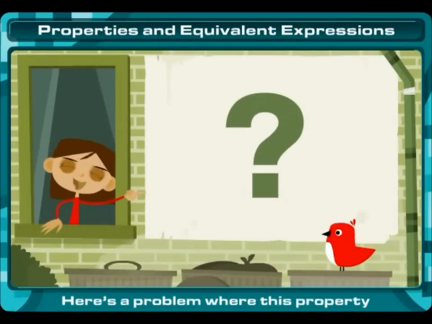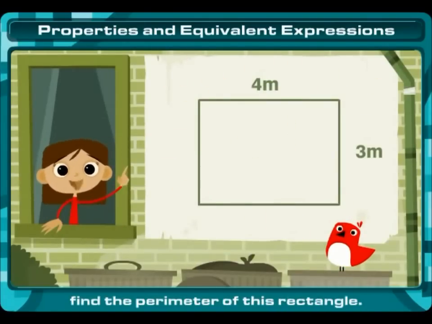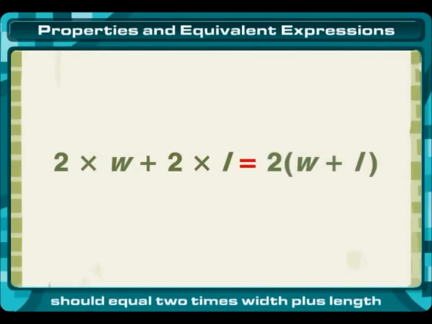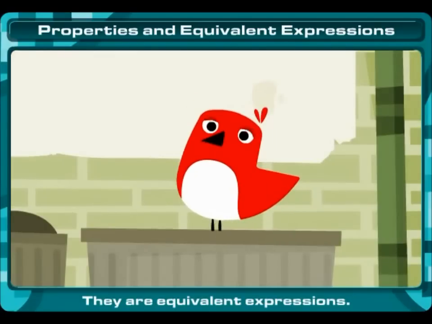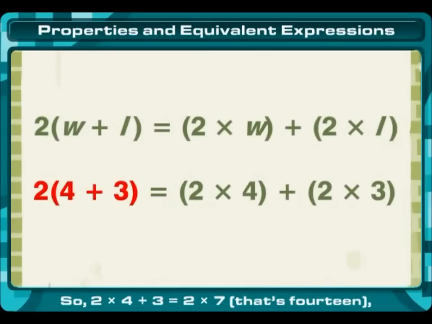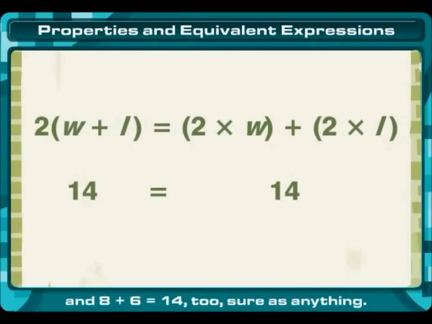Here's a problem where this property could help you find a clue. Find the perimeter of this rectangle. Here is what you do. 2 times width plus 2 times length should equal 2 times the width plus length. They are equivalent expressions. They both say the same thing. So 2 times 4 plus 3 equals 2 times 7. That's 14. And 8 plus 6 is 14 too. Sure as anything.